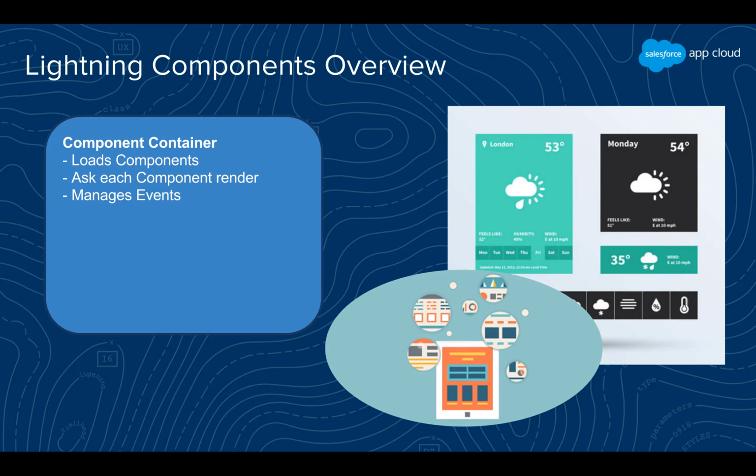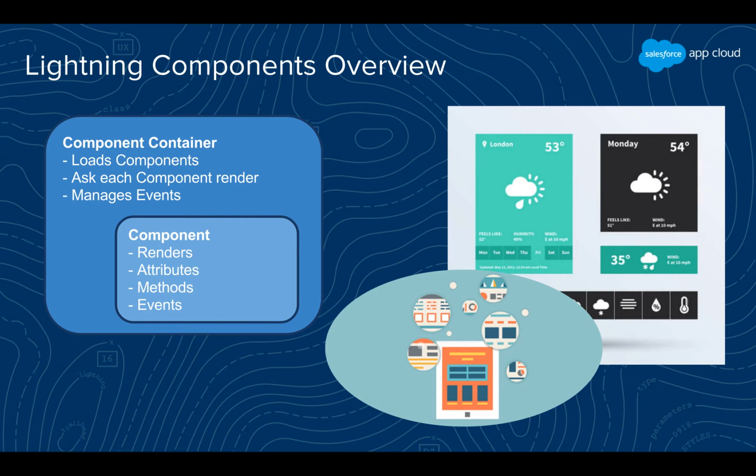Every component really needs a container to exist. Whether it's that obvious or not, there will be some kind of concept or physical manifestation of a container. Its general responsibility is to load the components, ask each component to render itself, and manage events. A component itself has the responsibility, broadly speaking, of rendering its UI, showing the data, interacting with the user in the space that it's been allocated. Attributes, methods and events are a way of programmers interacting and customizing that component in the way that the component's exposed. So broadly speaking, this is what Lightning components are all about.